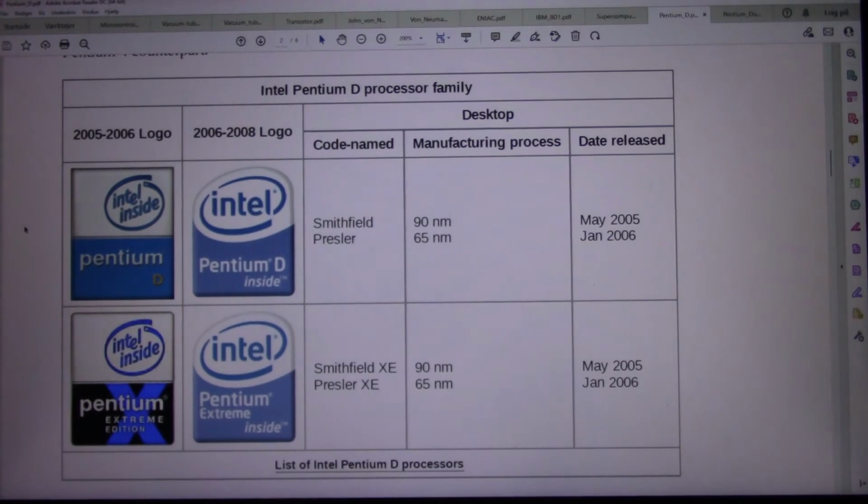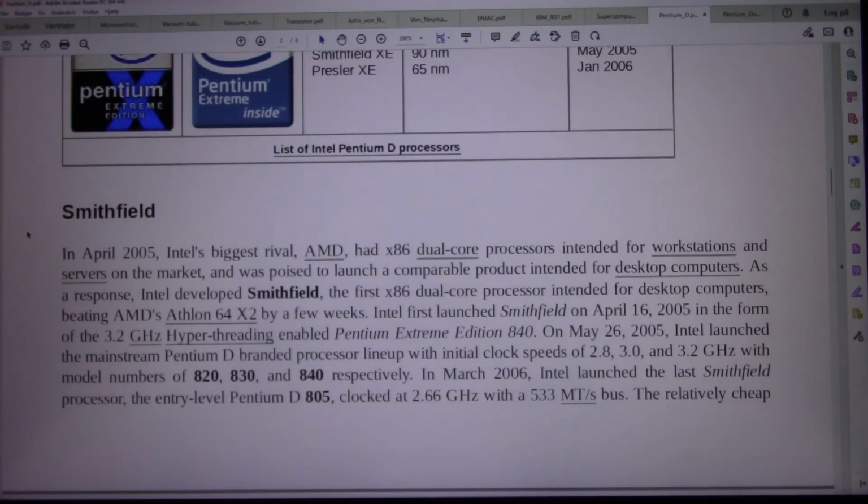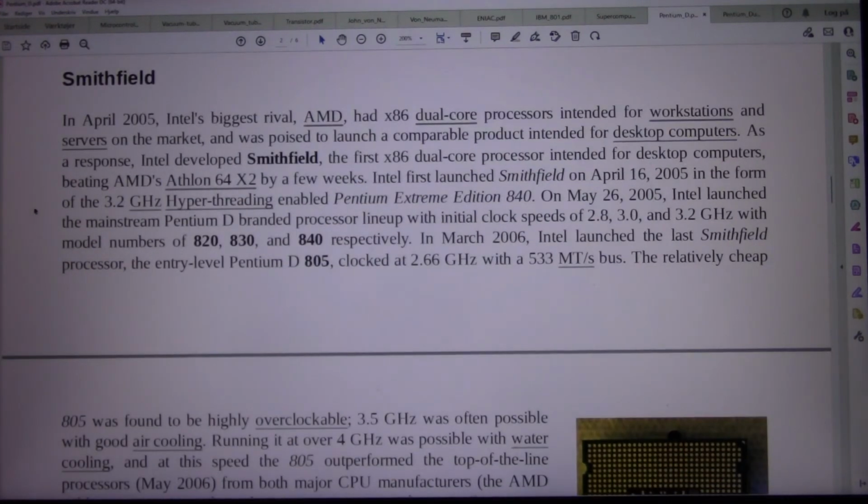Smithfield, Pressler, 90nm, 65nm, May 2005, Jan 2006. Original Pentium Extreme Edition logo. Pentium Extreme Edition logo as of 2006. Smithfield XE, Pressler XE, 90nm, 65nm, May 2005, Jan 2006. List of Intel Pentium D processors.